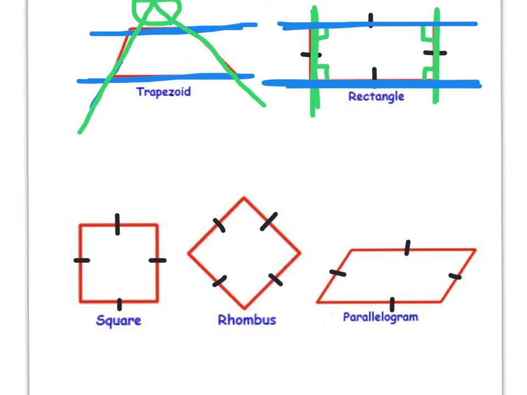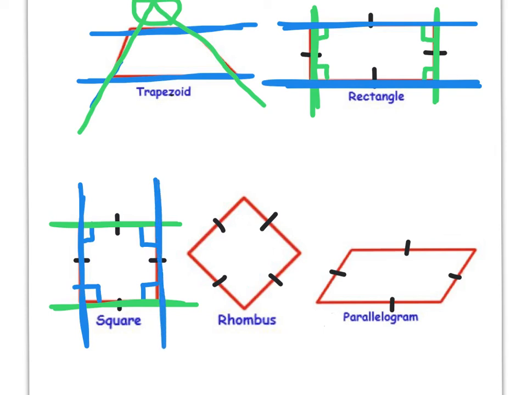The square is the same exact thing. It has 1 right angle, 2 right angles, 3 right angles, 4 right angles. And it has, here's 1 pair of parallel lines. Those 2 lines will run side by side and never intersect. And here is another pair of parallel lines. They will run side by side and never intersect with each other.